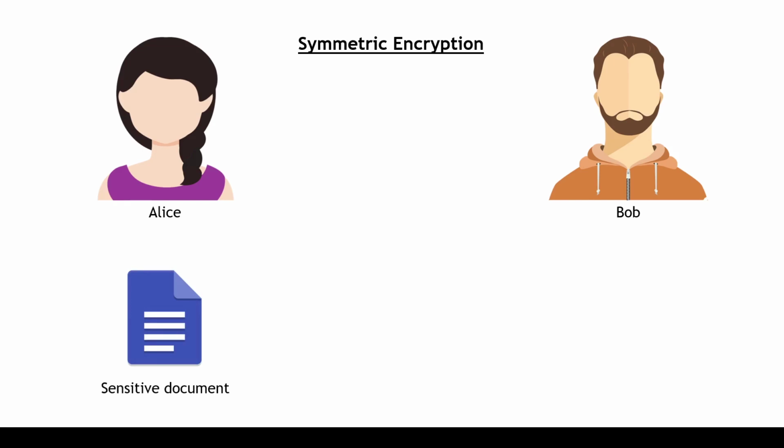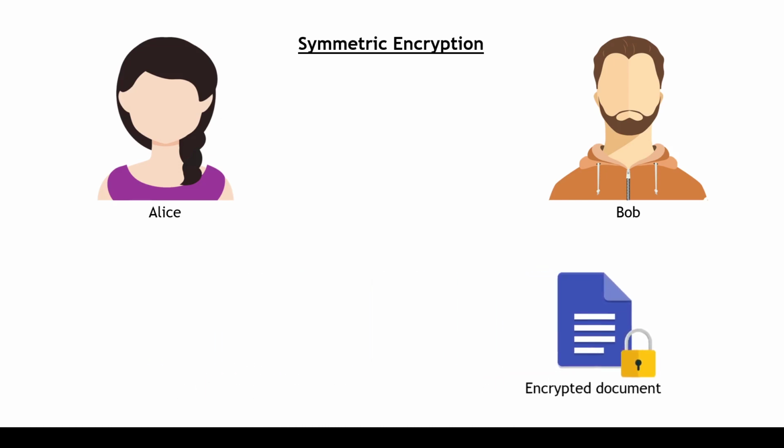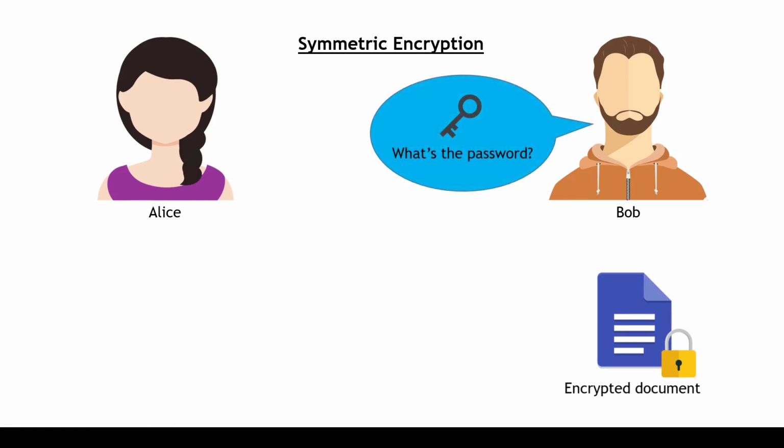In symmetric encryption, Alice will encrypt a document with a password, also known as a key. This will result in an encrypted document. She will then send the encrypted document to Bob. Now for Bob to read the document, he needs to know what the password is. This leads to the following problem. How do we send the password?